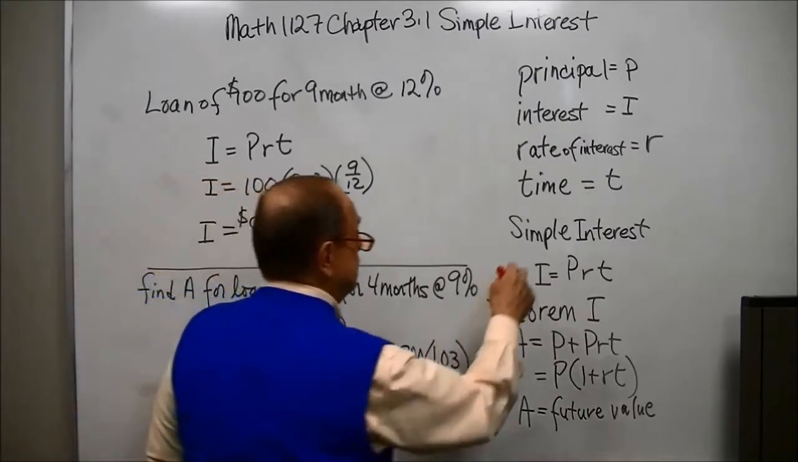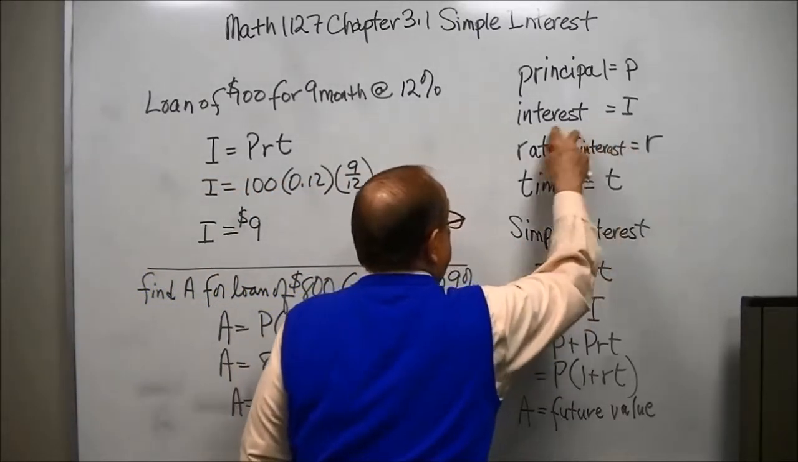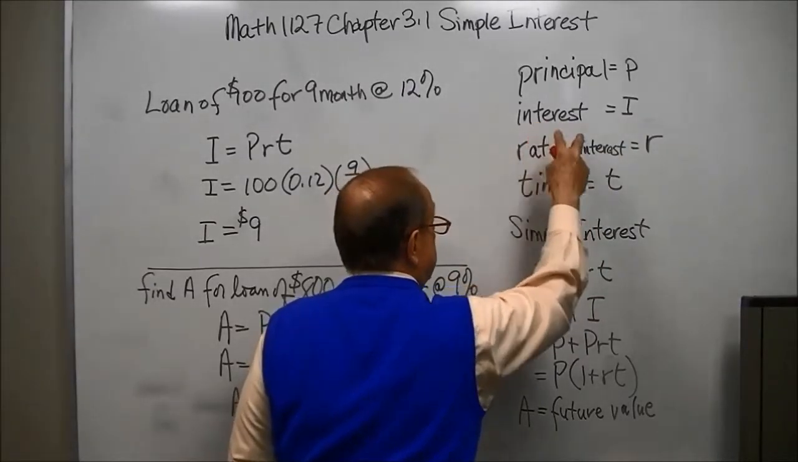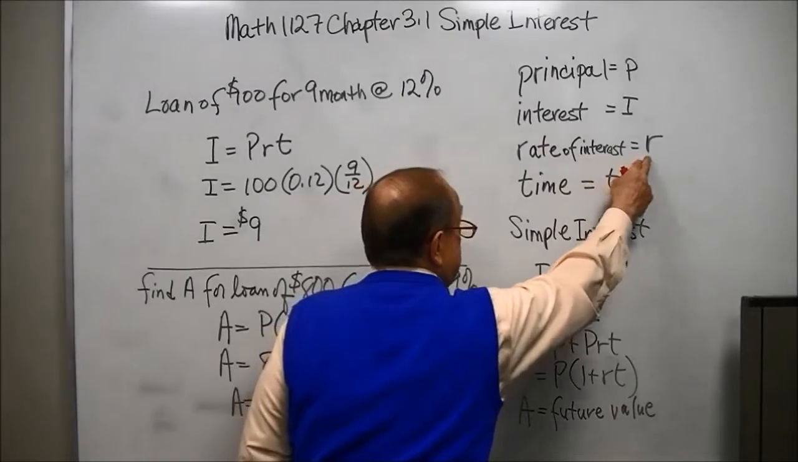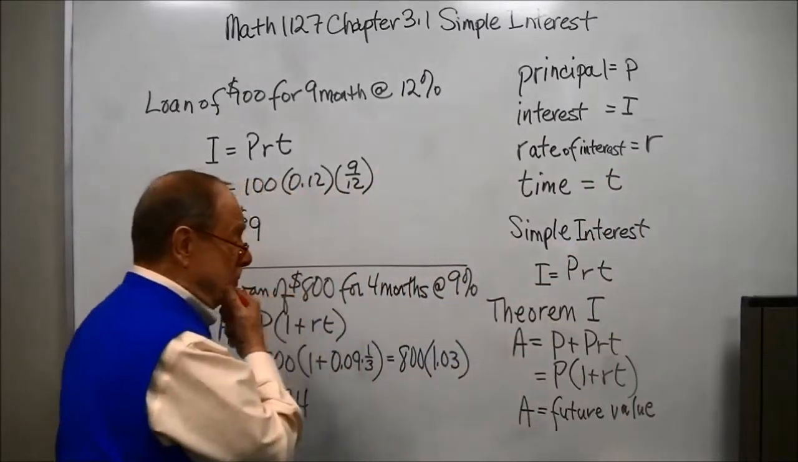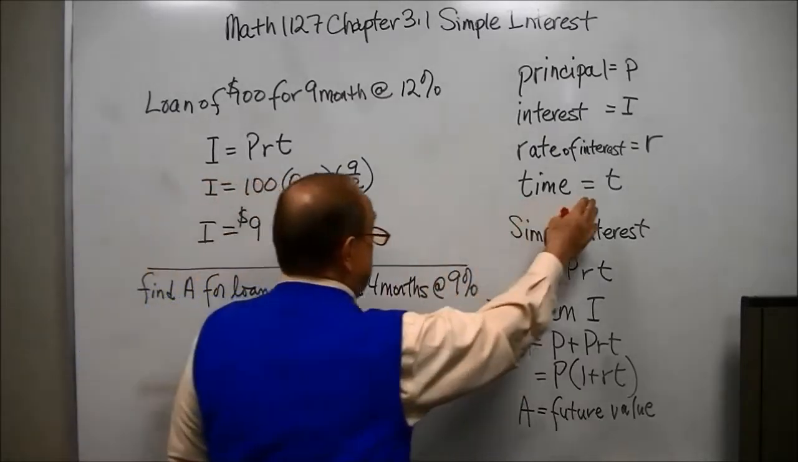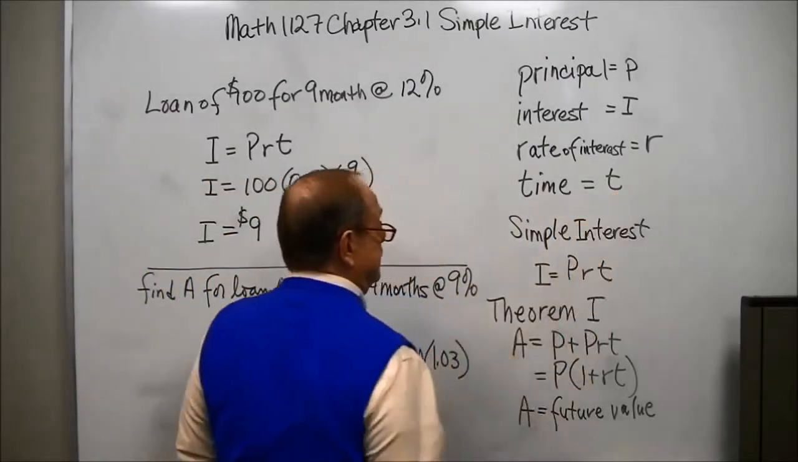And of course, we use the letter I for the interest. This is an amount of money. The rate of interest is a percentage of what you're going to be paying. And then T is, common, is the time.